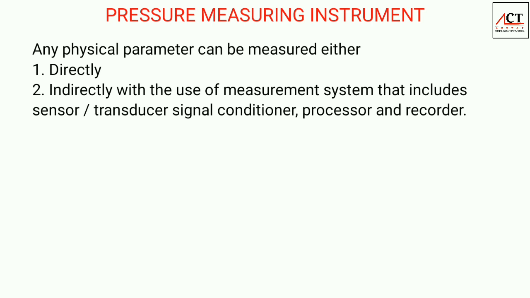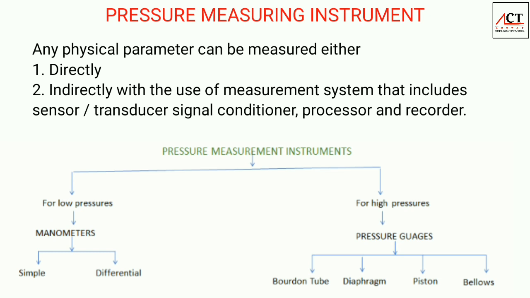Any physical parameter can be measured either directly or indirectly. Indirectly, we can measure by using sensors or transducers. So here are given a few pressure measuring instruments. For low pressures, we can use manometers. Manometers are of two types, simple and differential. For high pressure, we can use pressure gauges like Bourdon tube, diaphragm, piston, and bellows.